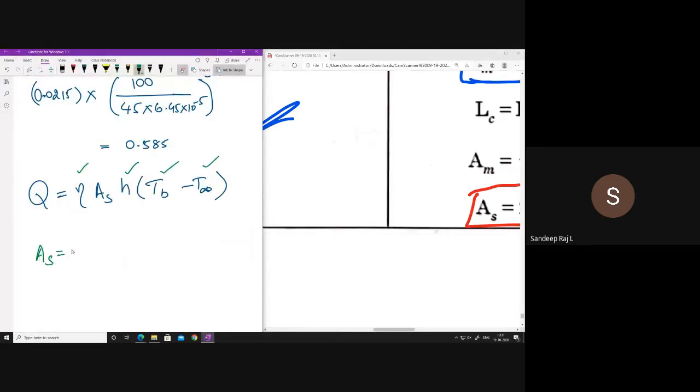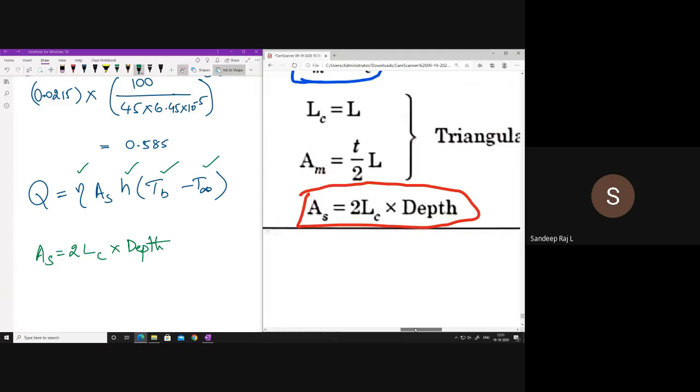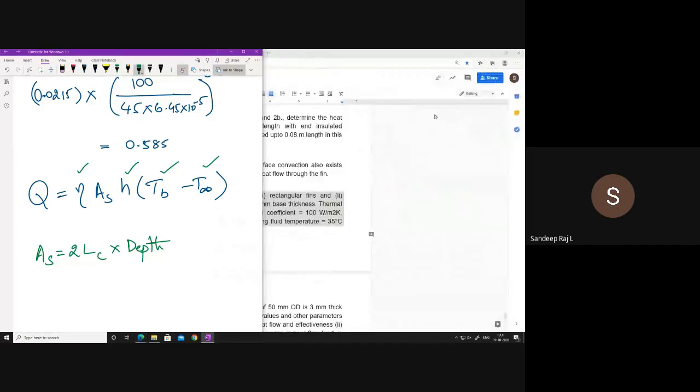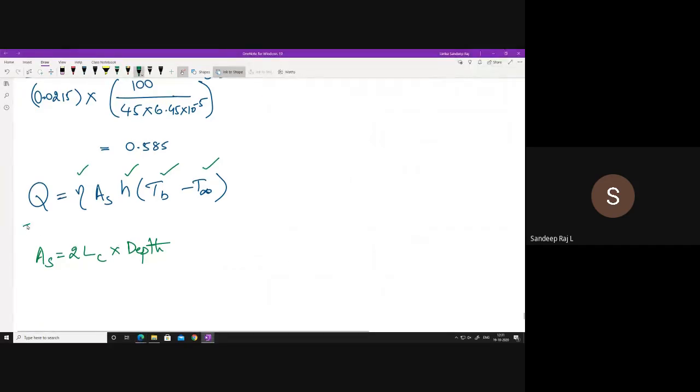AS is equal to 2LC into the depth. That is a formula. You will get it from the data book again, from page 59. So in this, this is equal to 2 into LC, which is 0.0215. And the depth, what is the depth that is given in the question?